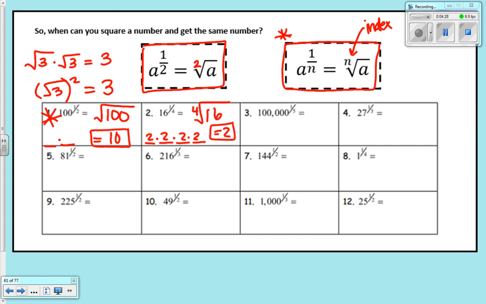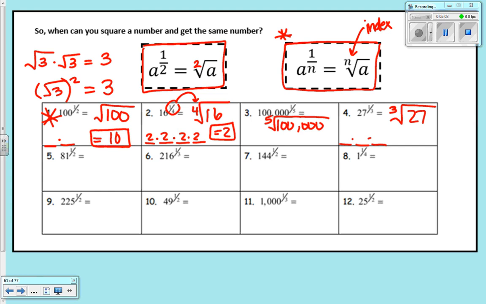I don't even think you have to go that far. If you just know that 1/4 is the same as a 4th root, I'm cool with that. Don't even worry about getting to the 2 part, okay? So number 3, 100,000 to the 1/5 power, that's going to be the 5th root of 100,000. I'm not even going to work it out. I think the answer is 10. Number 4, 27 to the 1/3, that's the 3rd root of 27. Again, they're wanting to know what times what times what equals 27, which is 3, but I'm not even concerned about that. I just want to see if you can rewrite these.